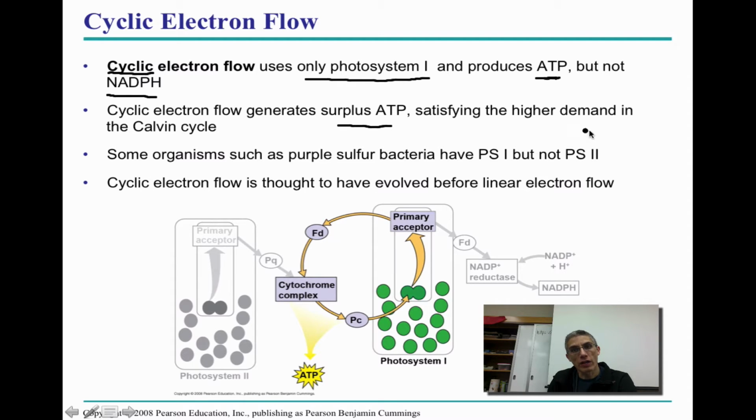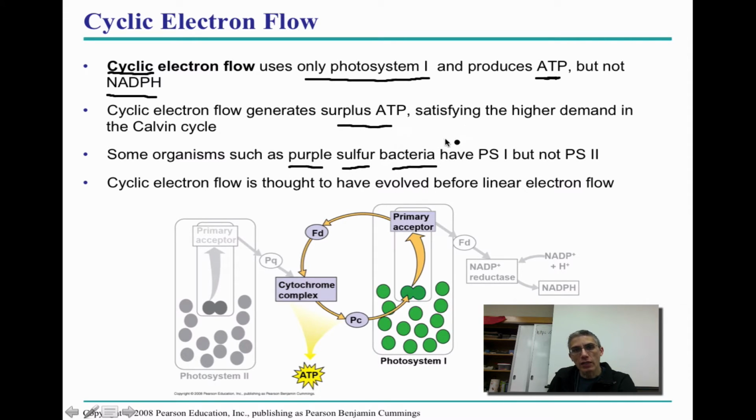So it's going to generate, again, surplus ATP. It's going to satisfy the higher demands of ATP, because remember, to run the Calvin cycle we need to have some ATP. This type of electron flow is going to satisfy that demand to be able to run that part of the cycle. As I had said, there aren't really too many organisms on this planet that actually carry this out, but one example they do give from your textbook is something called a purple sulfur bacteria.